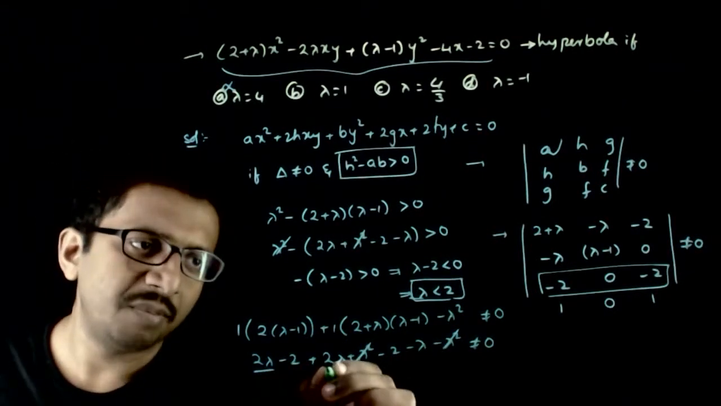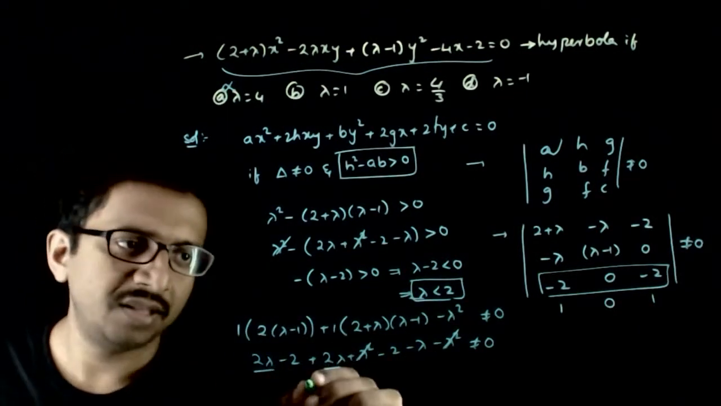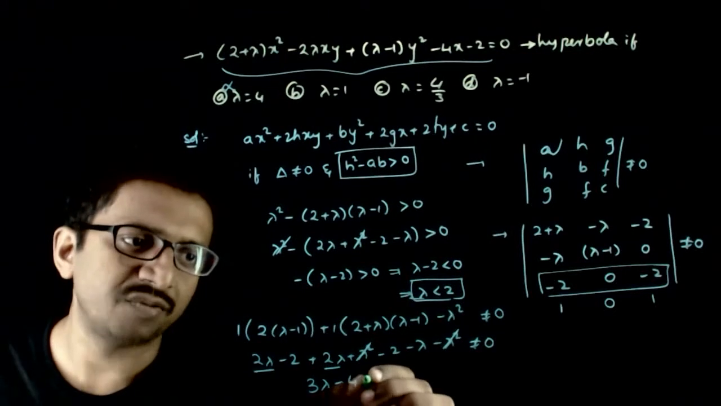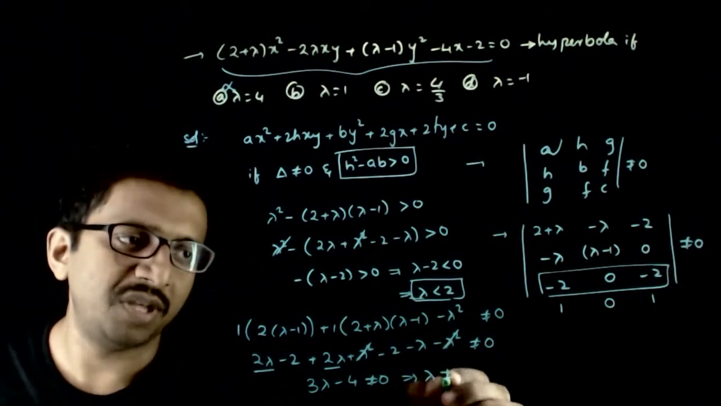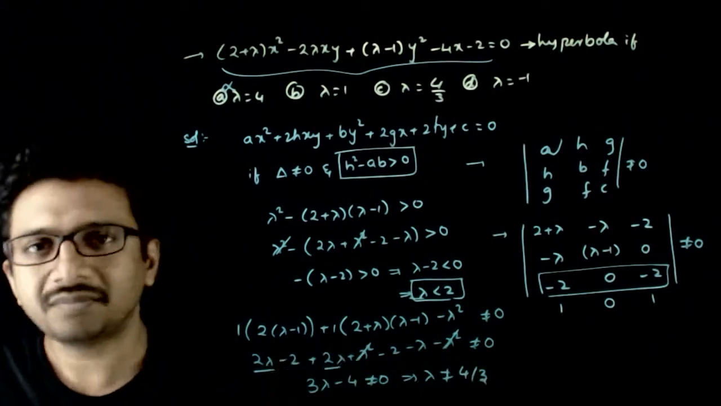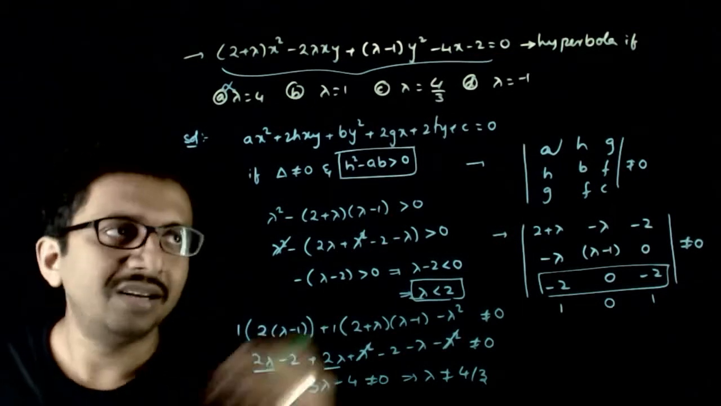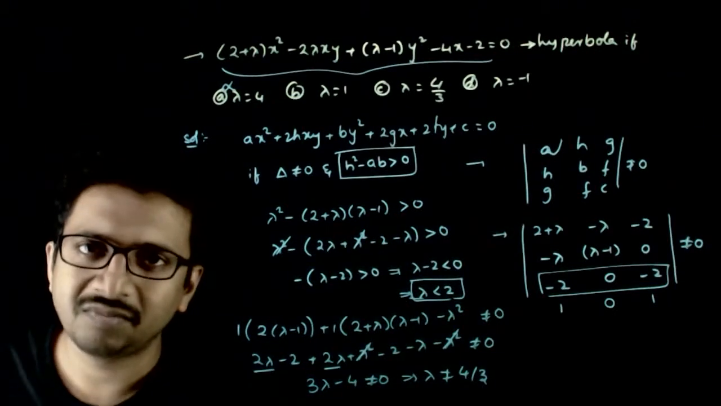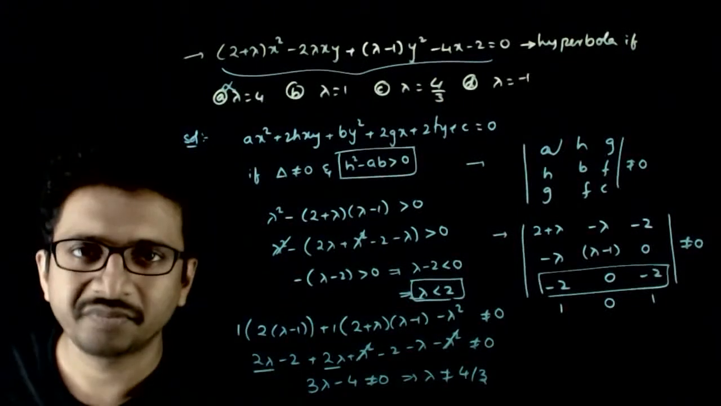So 2 lambda plus 2 lambda, 4 lambda, minus lambda. It is 3 lambda minus 4 should not be equal to 0. So lambda should not be equal to 4 by 3. As long as lambda is not equal to 4 by 3, delta will not be equal to 0. That means exactly when lambda is equal to 4 by 3, this represents a pair of lines.